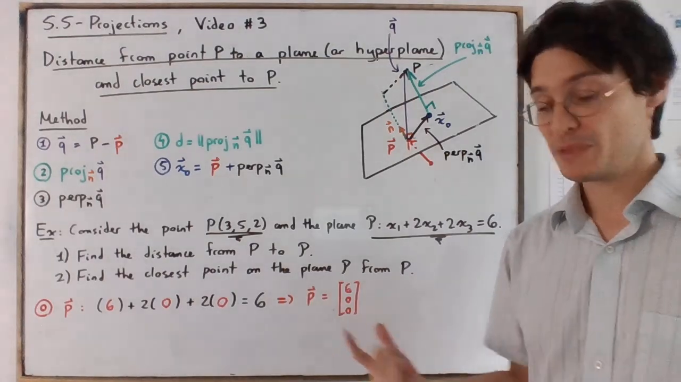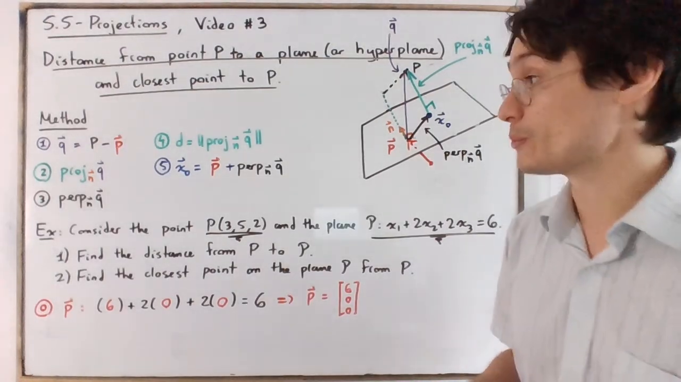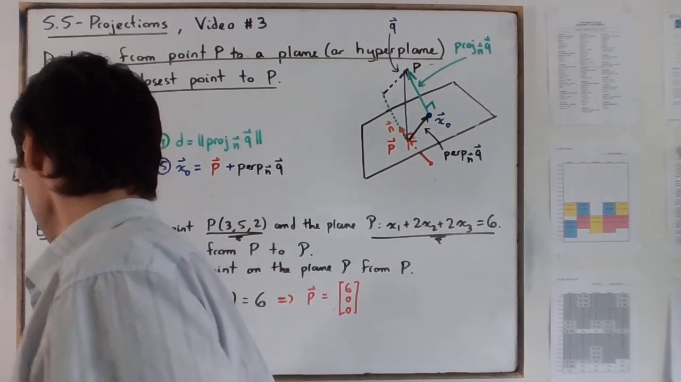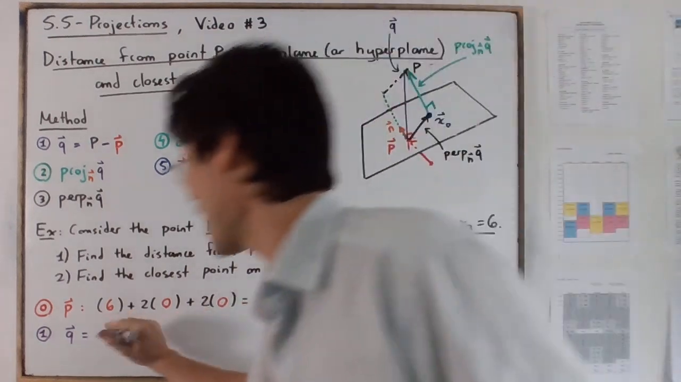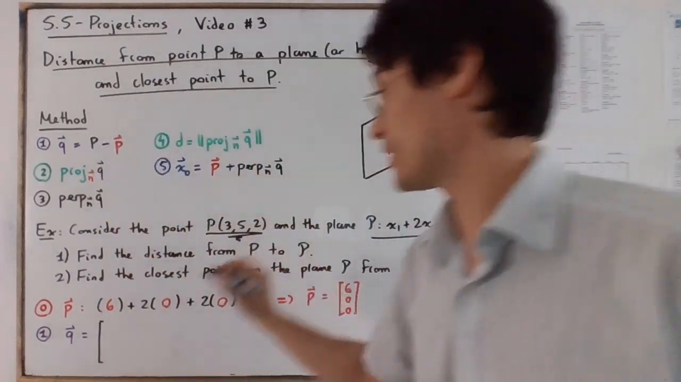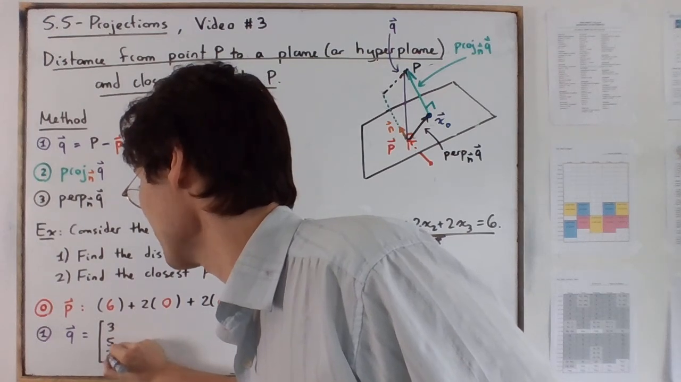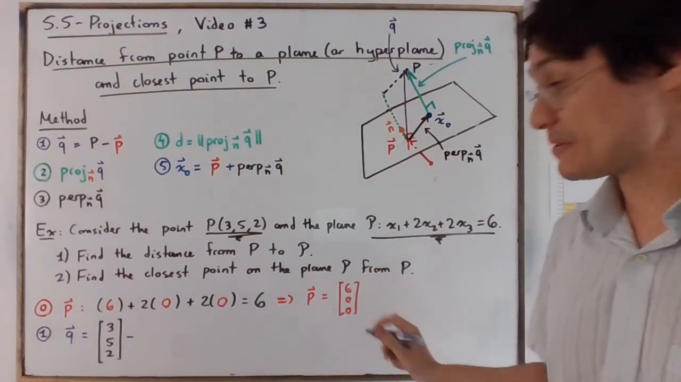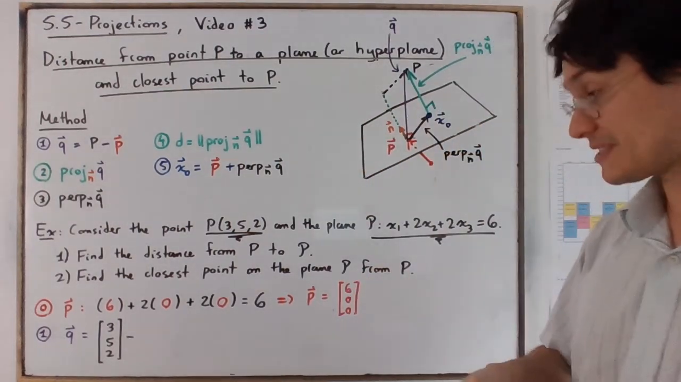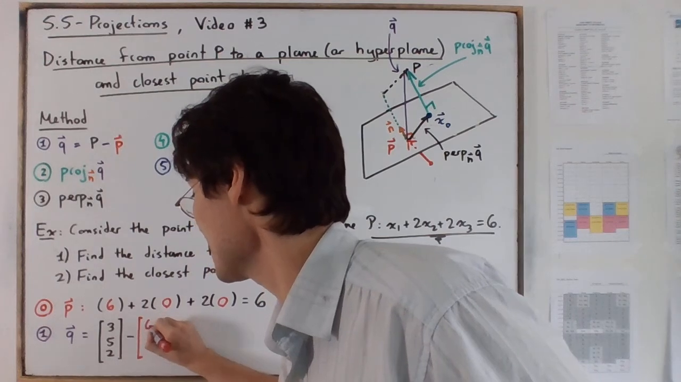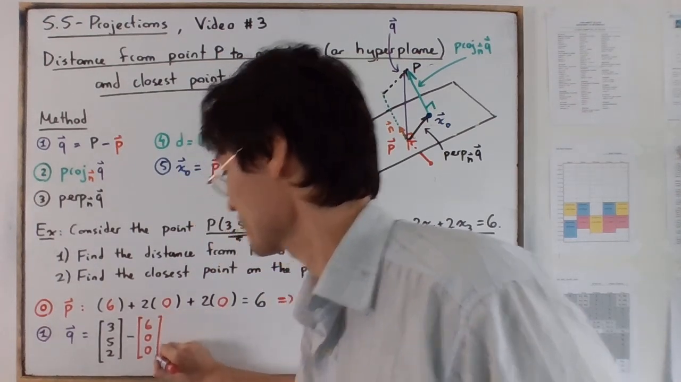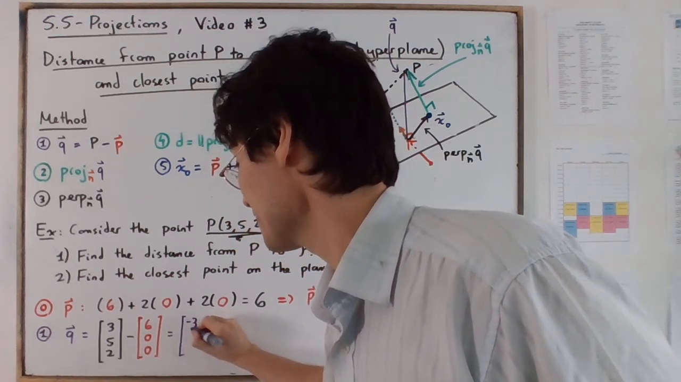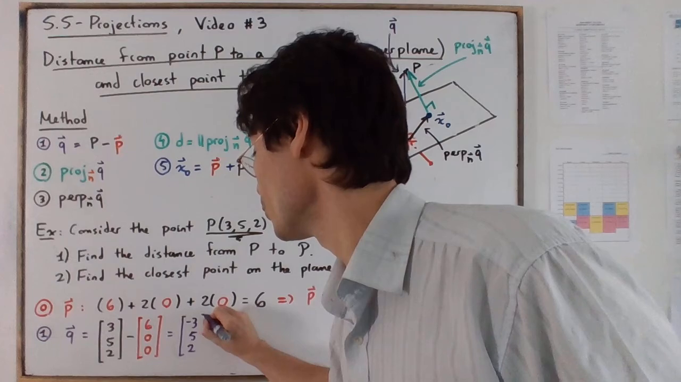Now that you have P, you can go ahead and calculate Q. So this is step number 1. Q is equal to the point that we have now, which we can put in vector form, 3, 5, 2, minus the position vector that we engineered ourselves, which is 6, 0, 0. So what do we get here? We're getting negative 3, 5, and 2.